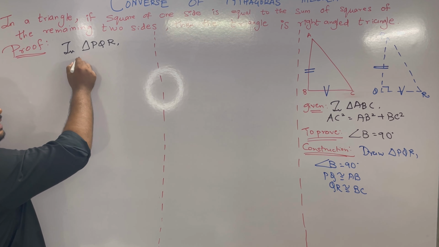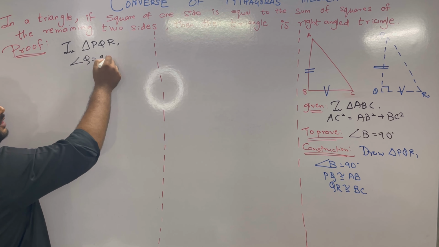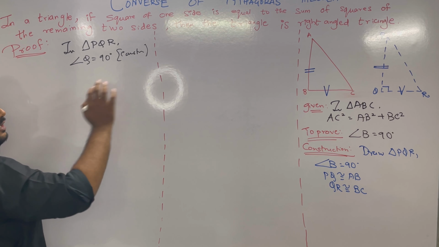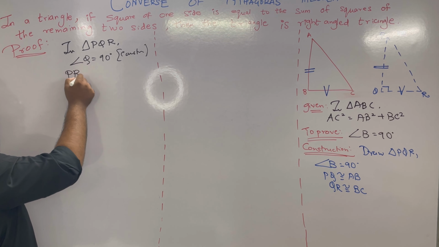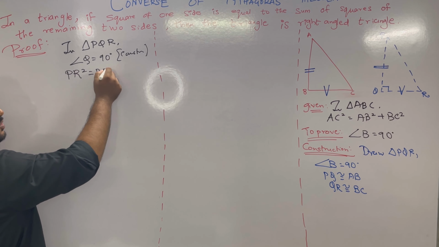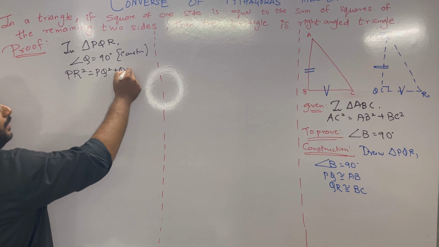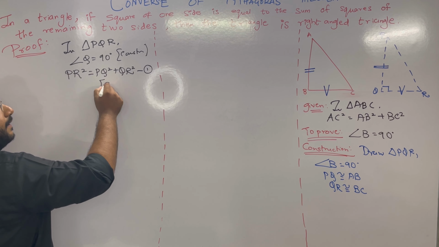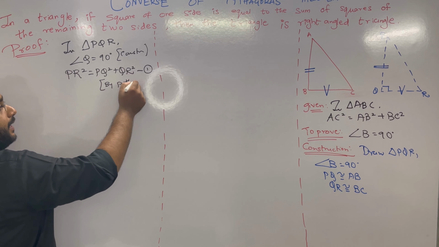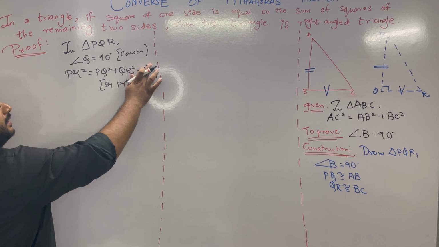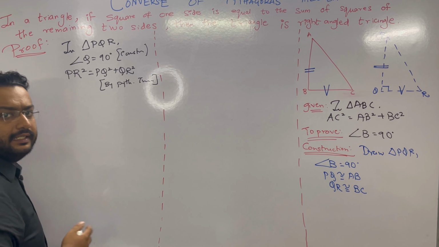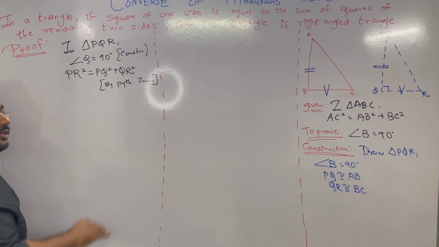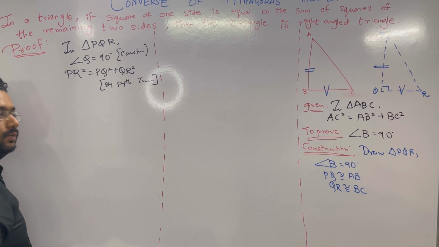Observe here, in triangle PQR, angle Q is equal to 90 degrees. Reason will be construction since we have drawn this. And if you apply Pythagoras, it will be PR square is equal to PQ square plus QR square, and the reason will be by Pythagoras theorem. Let's think and try to solve this. We have applied Pythagoras theorem in triangle PQR since angle Q was 90 degrees.